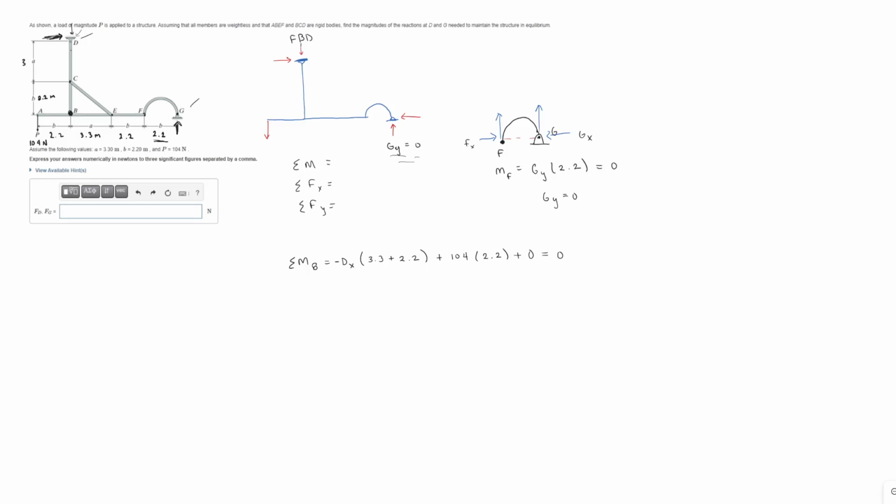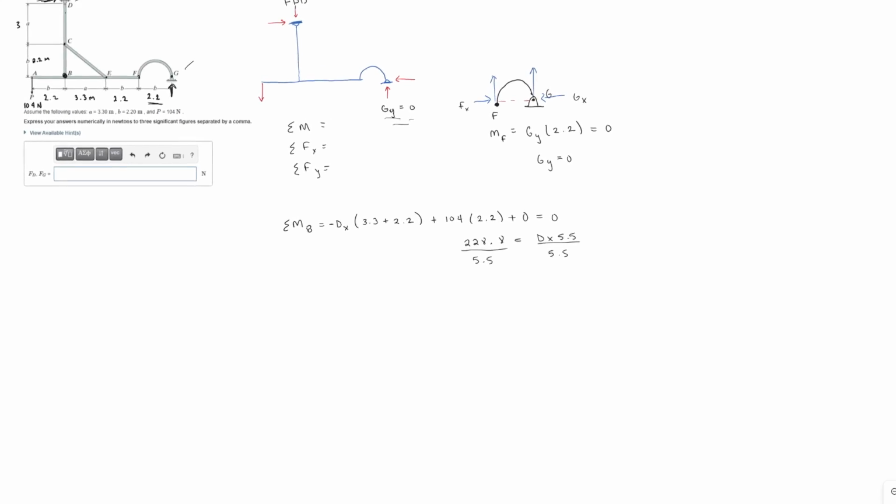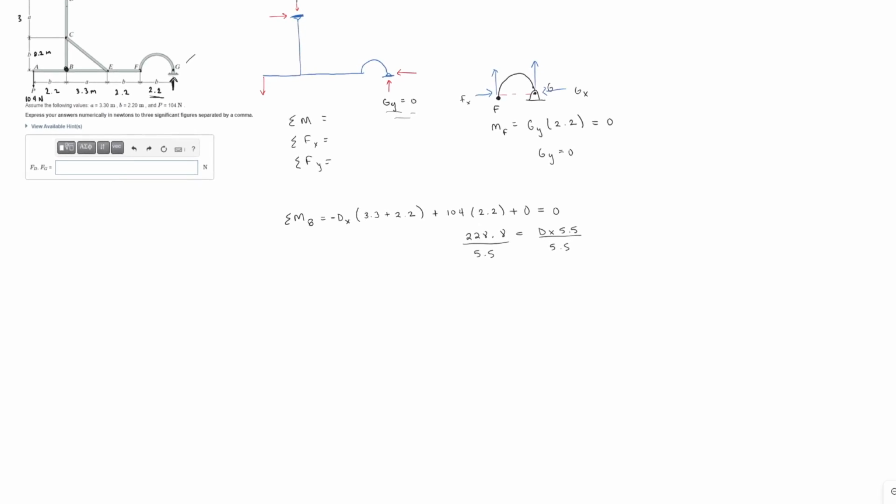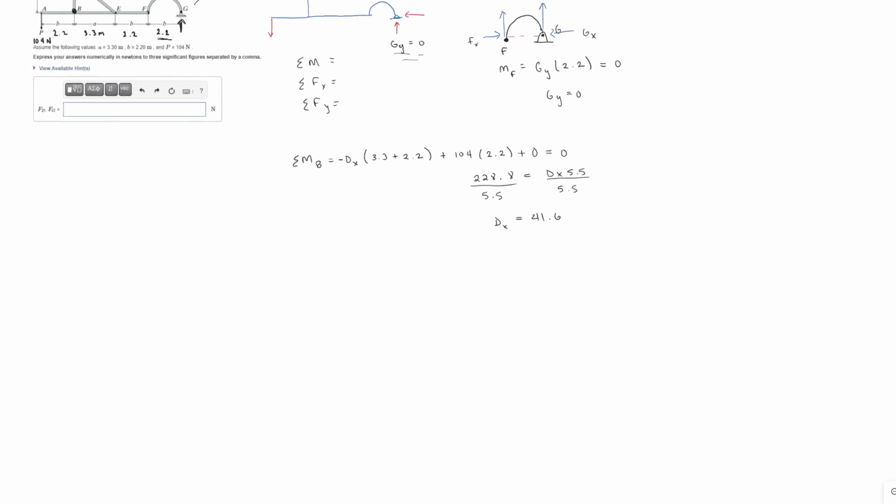Therefore, the 228.8 is going to be equal to dx times 5.5, and then we divide 5.5 from both sides. And we get 41.6. So dx equals 41.6.